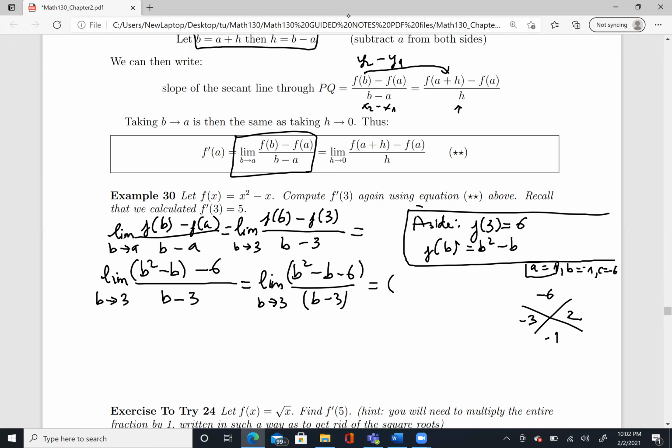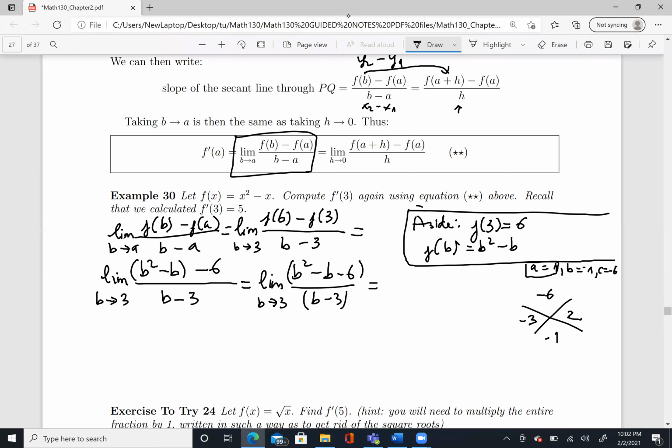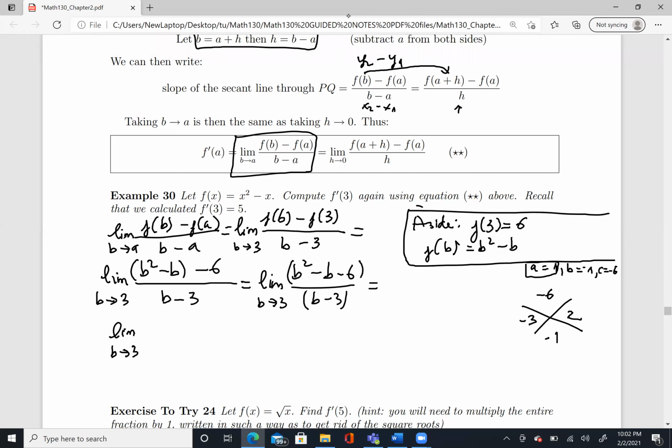So you're going to have, let me write it down here. Limit of b going to 3. For the function, the top one I want to be b minus 3 and b plus 2, right? You get the two numbers here. Give me b minus 3 and b plus 2 for the factors at the top.